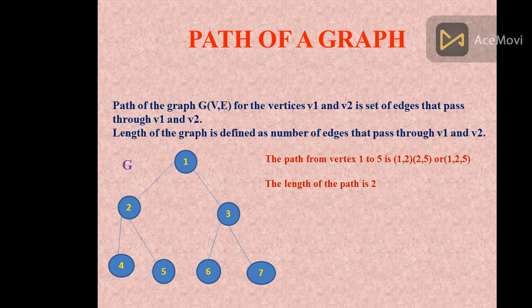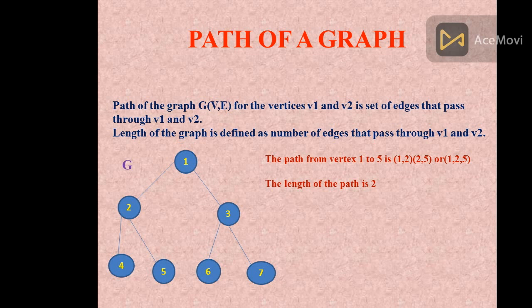In this graph, we have 7 vertices. We are going to find the path from vertex 1 to vertex 5. From vertex 1 to 5, we have 2 edges: 1, 2 and 2, 5. So the path of 1, 5 is 1, 2, 2, 5. We also write it as 1, 2, 5.